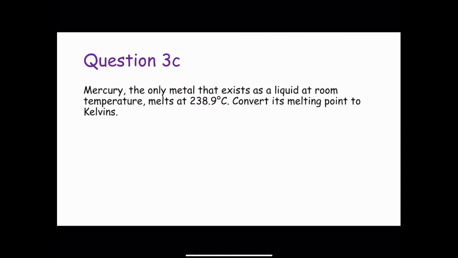Let's try another one. Mercury, the only metal that exists as a liquid at room temperature, melts at 238.9 degrees Celsius. Convert its melting point to Kelvin. And for that, we're going to use our formula, which is Kelvin is equal to degrees Celsius plus 273.15. So we're going to put our melting point in degrees Celsius, 238.9. We're going to add 273.15 to that, and we get that our melting point in Kelvin is going to be equal to 512.1 Kelvin.